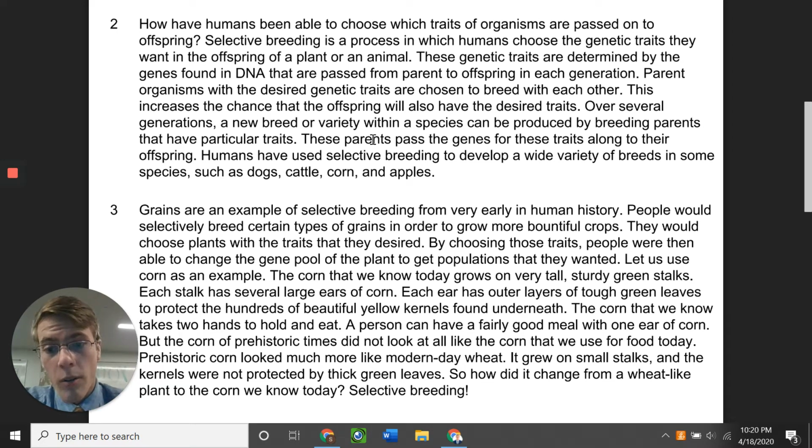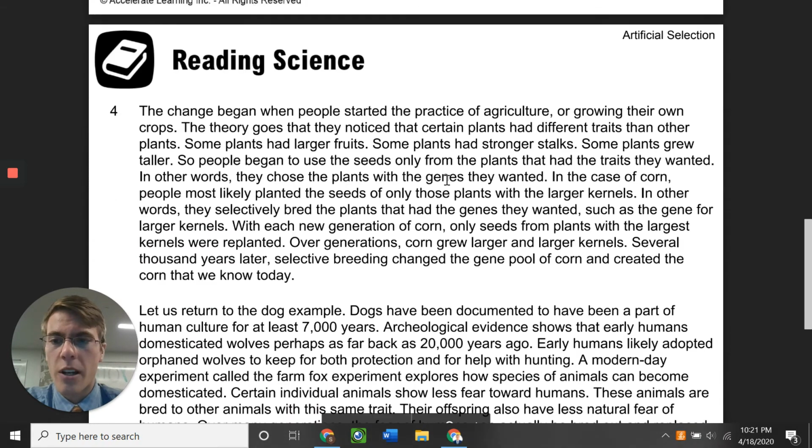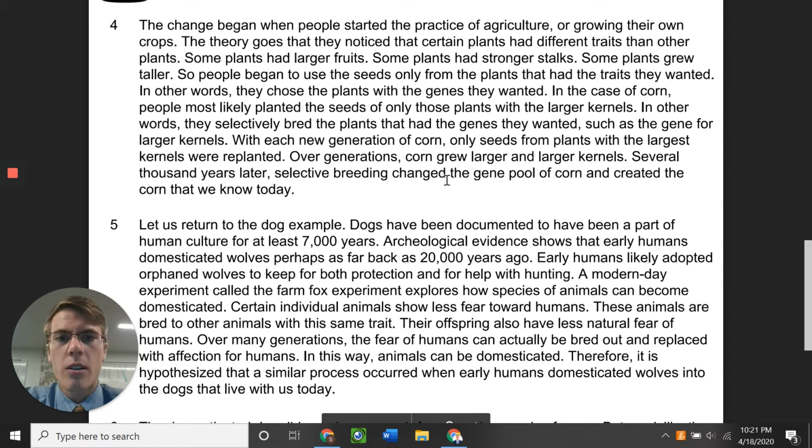But the corn of prehistoric times did not look like that at all, or look at all like the corn that we use today. Prehistoric corn looked much more like modern day wheat. It grew on small stalks, and the kernels were not protected by thick green leaves. So, how did it change from a wheat-like plant to the corn that we know today? Selective breeding. The change began when people started the practice of agriculture, or growing their own crops. The theory goes that they noticed that certain plants had different traits than other plants.